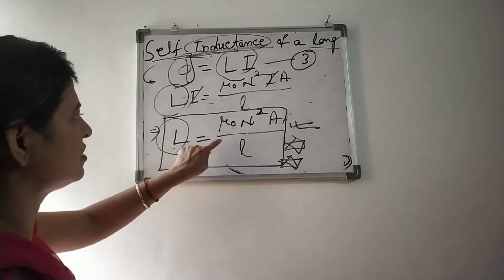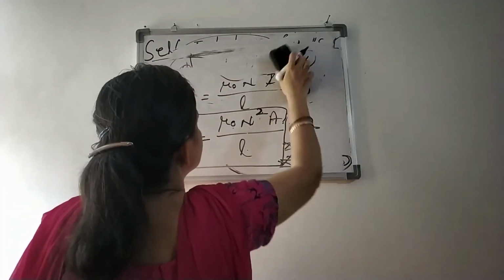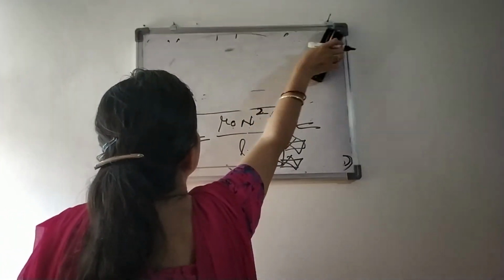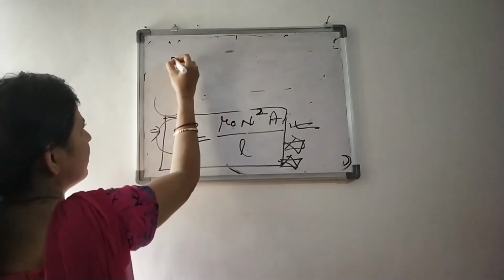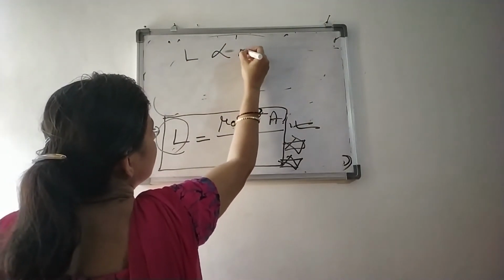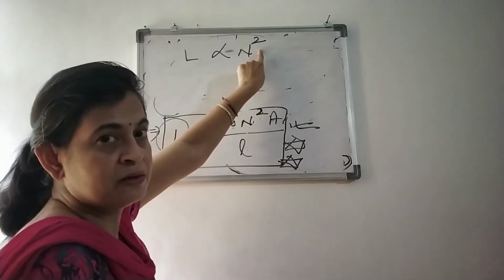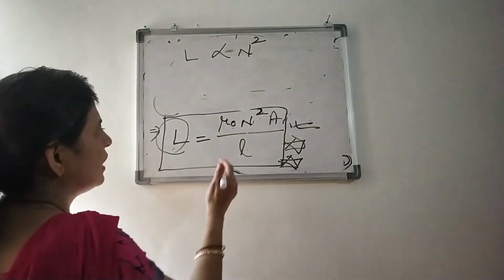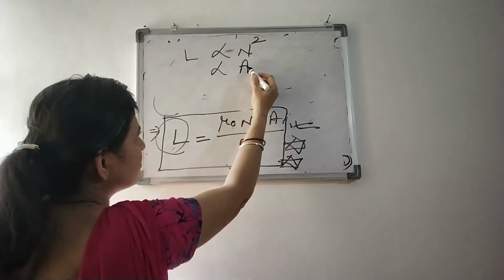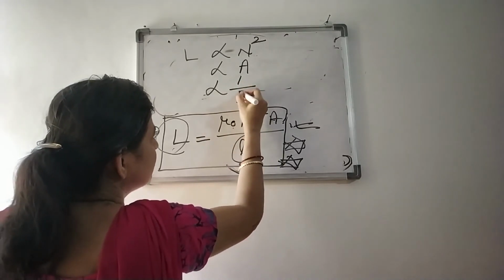Now from this relation, you can write that self-inductance is directly proportional to N squared, where N is the number of turns, directly proportional to A, where A is the area of the solenoid, and inversely proportional to the length of the solenoid.